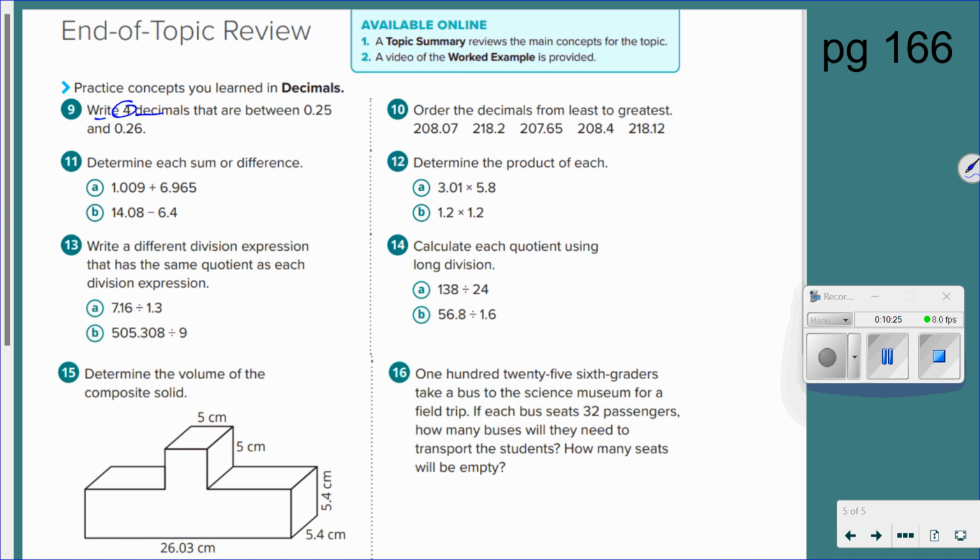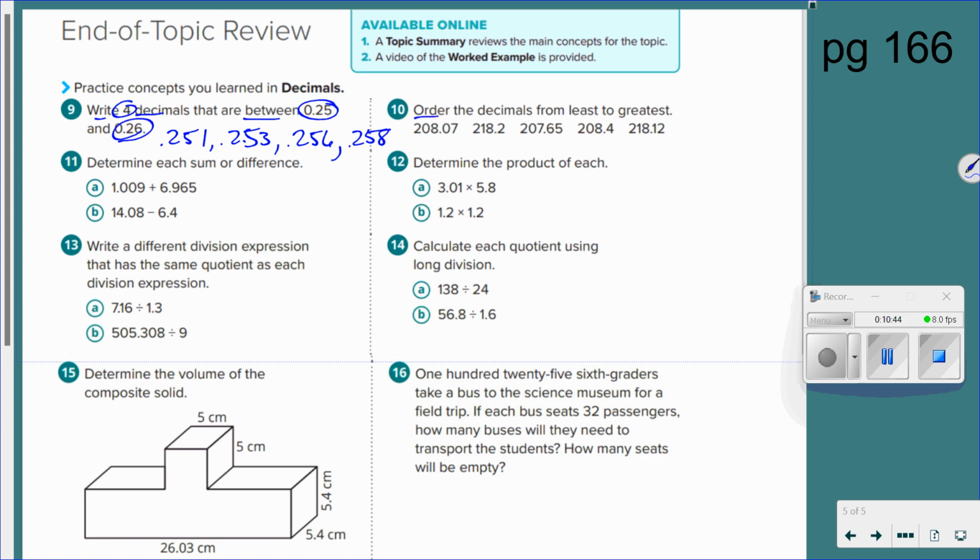Write 4 decimals that are between 2500ths and 2600ths. This should be the easiest question on the test, guys. All I need to do is have the 0.25 and then add another number. So 0.256, 0.258. Doesn't matter which 4 you use.